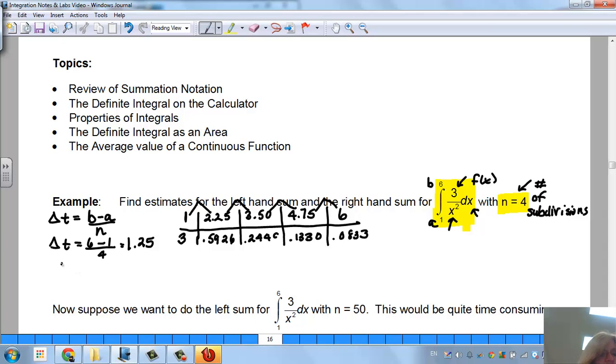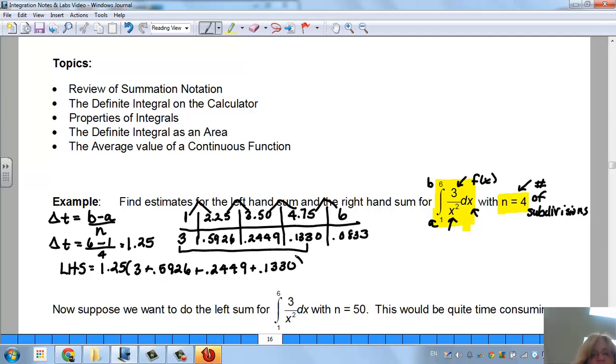Now when I do the left-hand sum, this is a review. The left-hand sum, you're going to start on the left. We're going to start here, and we're going to stop 1 short. So the left-hand sum is I'm going to take the 1.25, which is the change, and then I'm going to add 3 plus 0.5926 plus, oh, that's a 9, sorry, plus 0.2449 plus 0.1330. And when I do that, I get 4.9631. So that's my left-hand sum. Since this is a decreasing function, this is going to be my upper bound or my upper estimate.